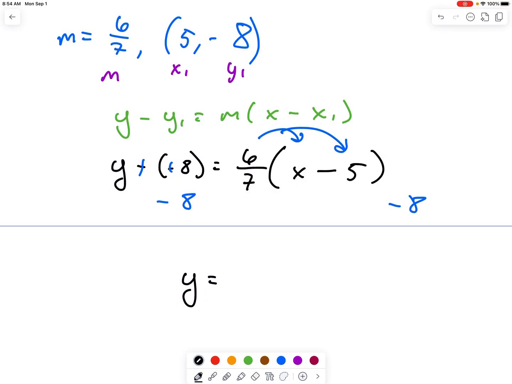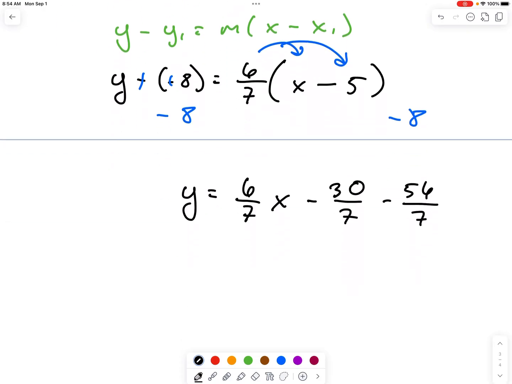Now on the right, at this point, I have 6 over 7 times x. 6 times 5 is 30, so minus 30 over 7. Now that's an 8 over 1, so minus 56 over 7, because negative 8 as a fraction needs a denominator of 7. So ultimately, we get 6 over 7 x minus 86 over 7.